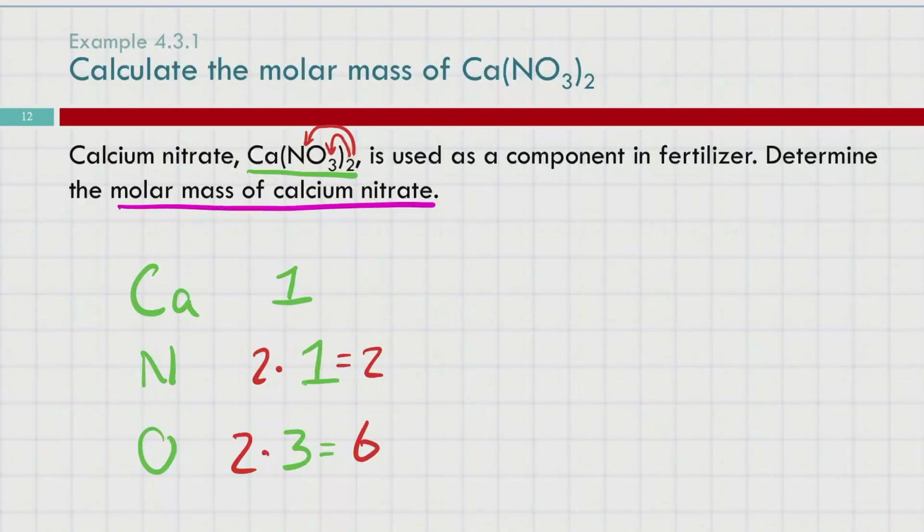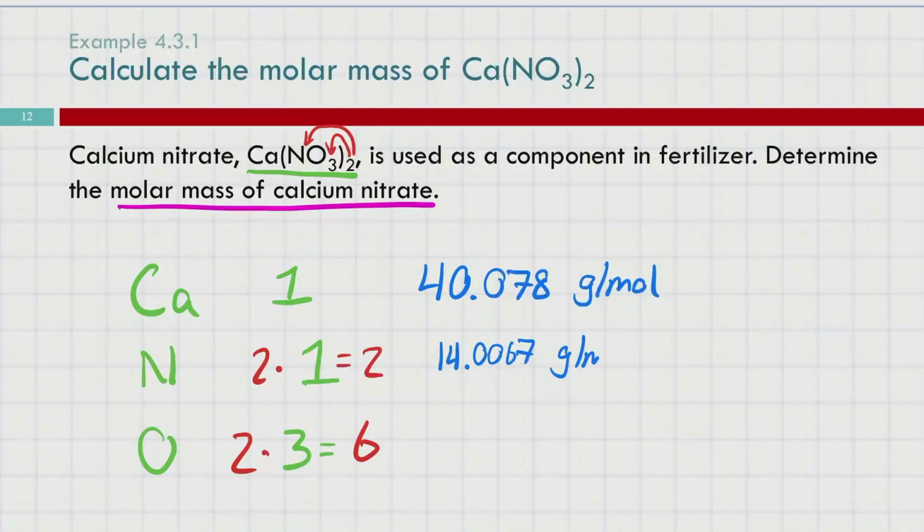And then we need to get our molar mass values from the periodic table. This is where it's helpful to have some proficiency in finding where these things are located. You'll get better at this the more that you do it. So 40.074 for calcium, 14.0067 for nitrogen, 15.9994 for oxygen. And those all have grams per mole on them.